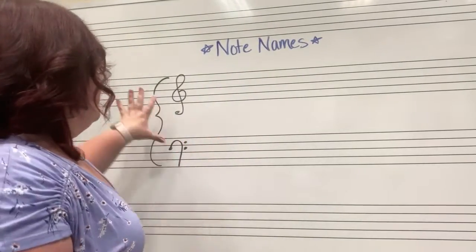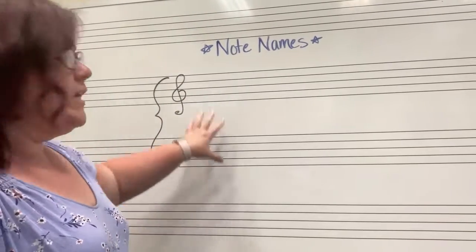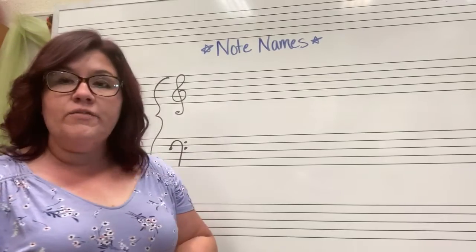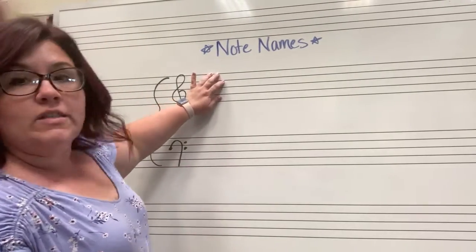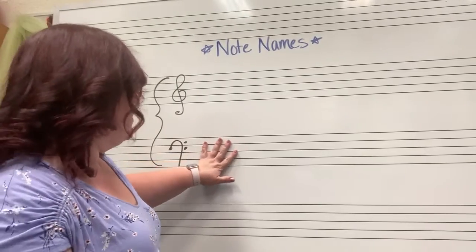So we have our grand staff here. We have our treble clef and our bass clef. We're going to discuss both of them and their respective note names, because the 5 lines and 4 spaces here are not the same as the 5 lines and 4 spaces here.